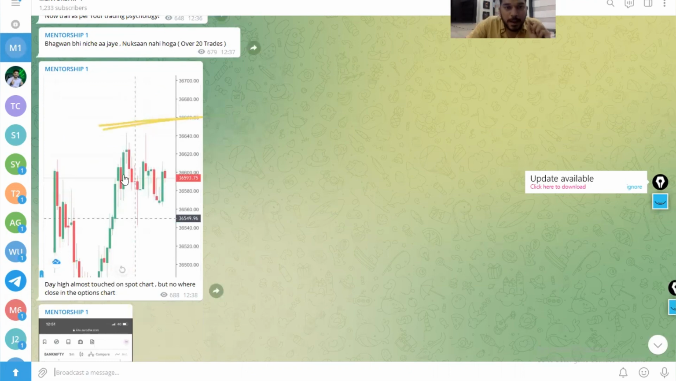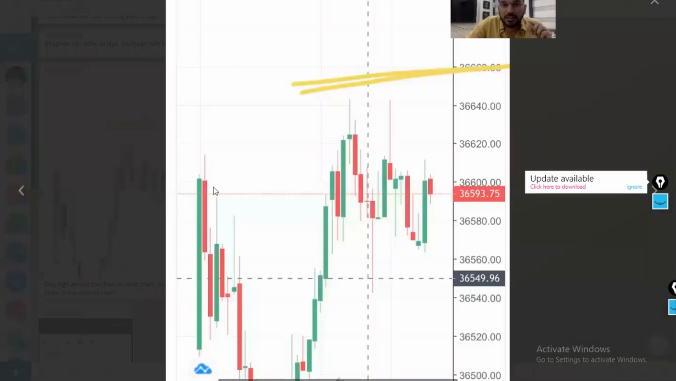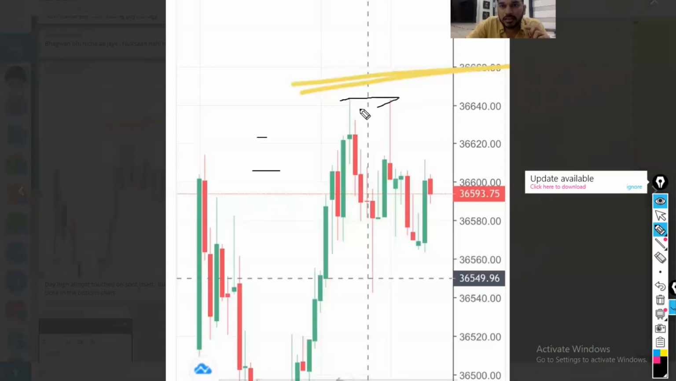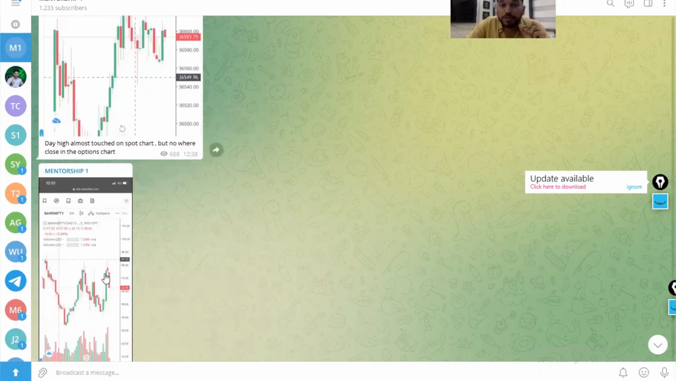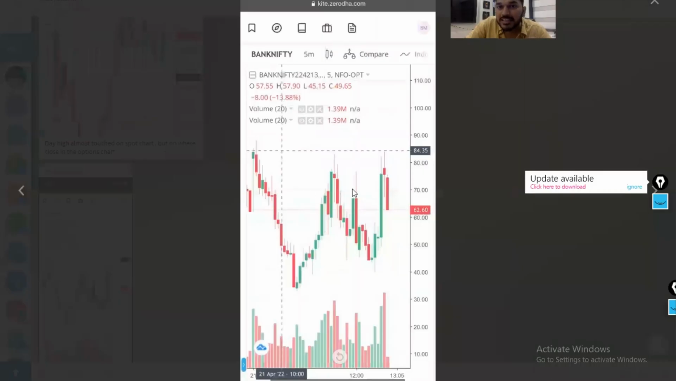Now, let's move on and understand one more important pointer. If you see over here, Bank Nifty, this is the spot chart. Can you see over here? The spot chart actually hits the SL. The SL is hit in the spot chart. Now, let's go and have a look at the options chart. In the options chart, the SL is not hit. This was the day's high, the 90 rupees. It was not triggered, even though the day's high was taken out in the spot chart.